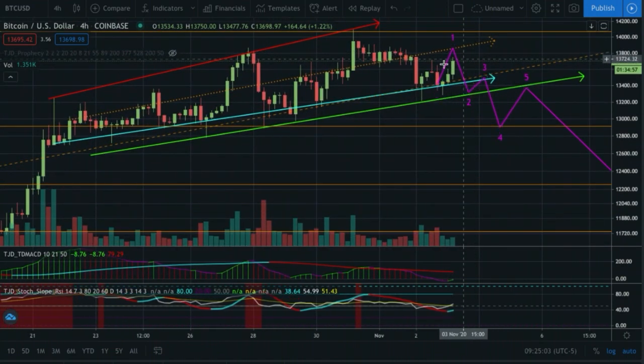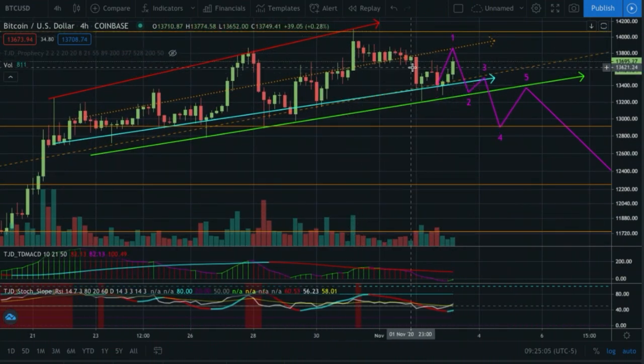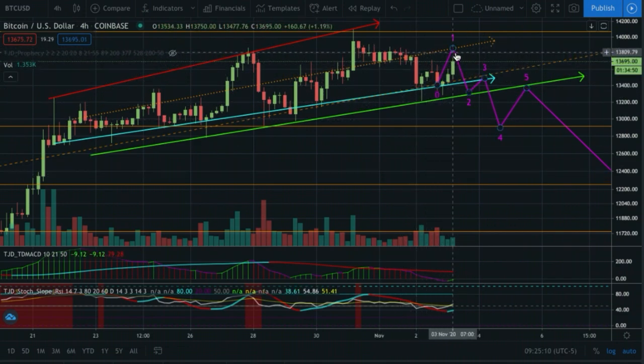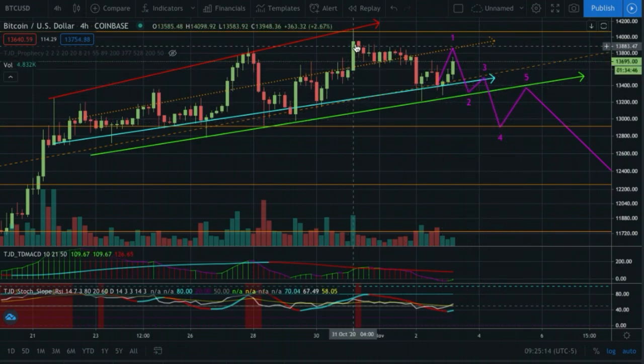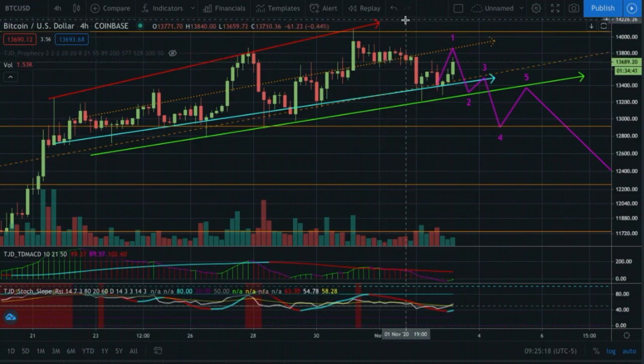Typically when this pattern breaks, if it's going to break to the downside, it will come down, touch the bottom, retest up to the midpoint, and then come back down to the bottom and then finally break. Or vice versa, if it decides to break to the top, it will come down, retest the heart line, and then go back to the top and then find support and then break to the upside.